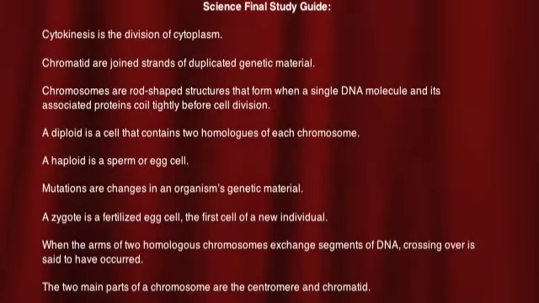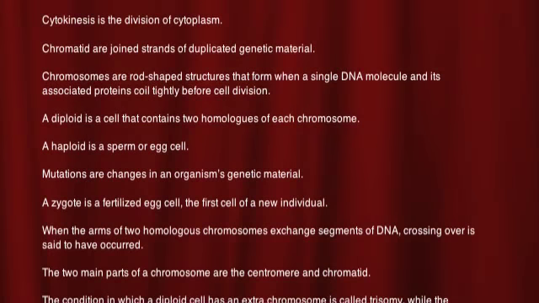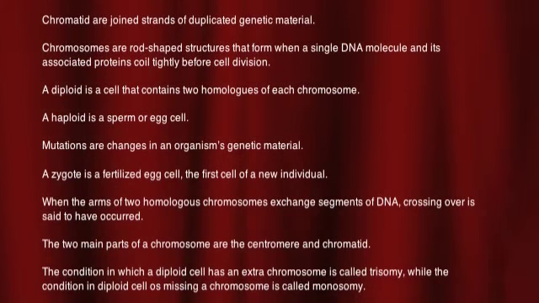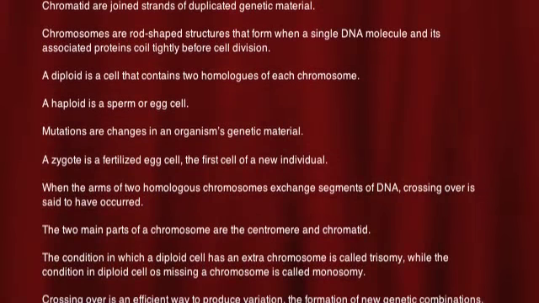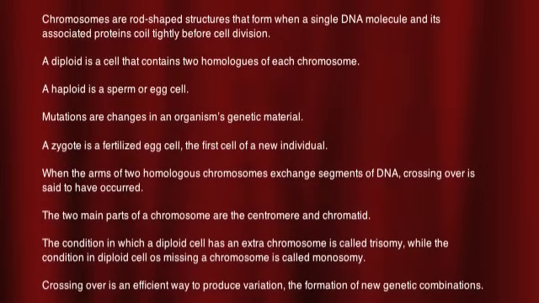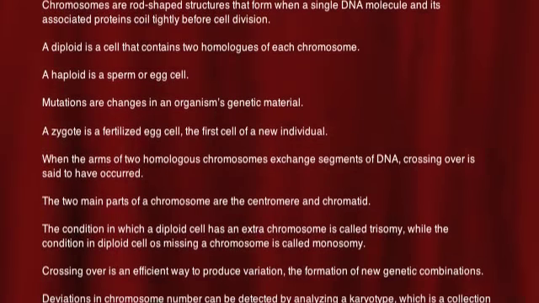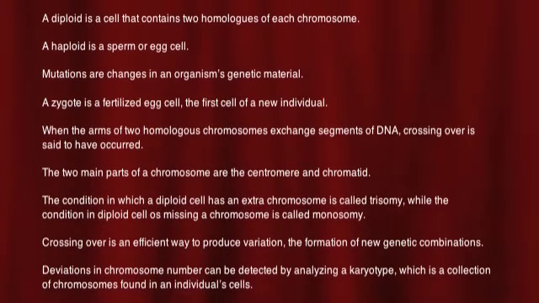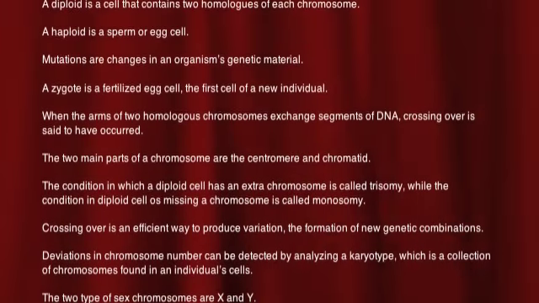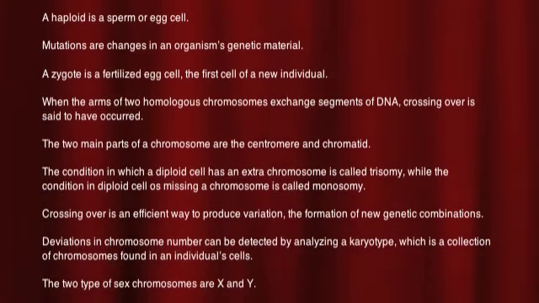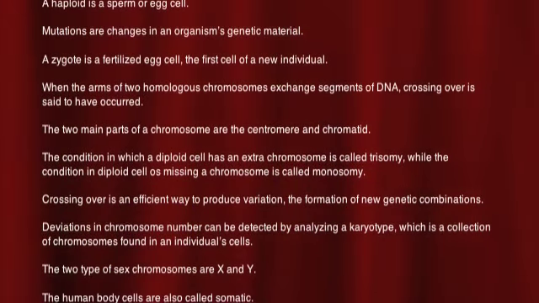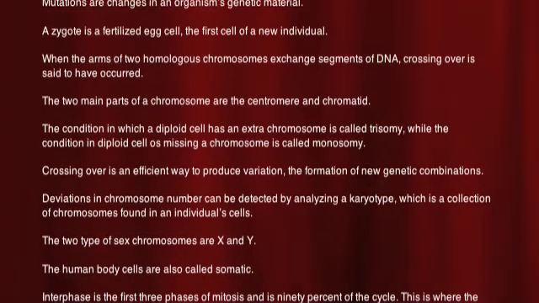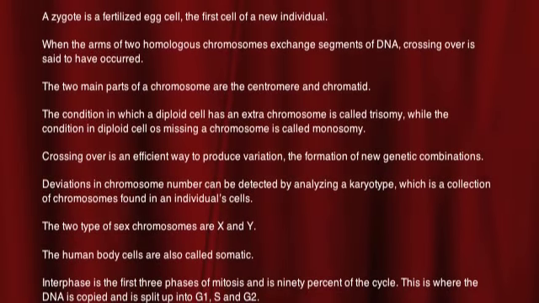The condition in which a diploid cell has an extra chromosome is called trisomy, while the condition in which a diploid cell is missing a chromosome is called monosomy. Crossing over is an efficient way to produce variation, the formation of new genetic combinations. Deviations in chromosome number can be detected by analyzing the karyotype, which is a collection of chromosomes found in an individual's cells. The two types of sex chromosomes are X and Y. The human body cells are also called somatic.